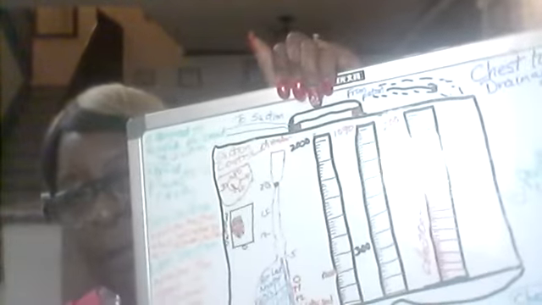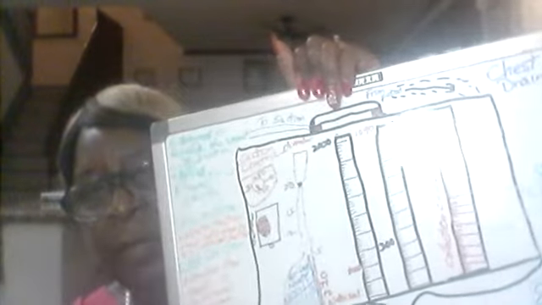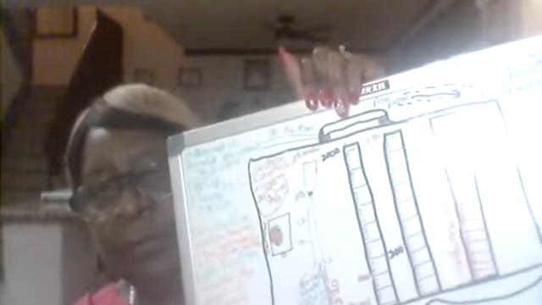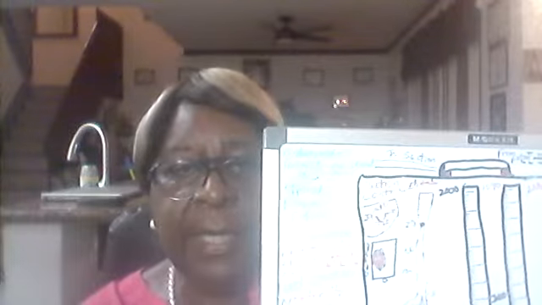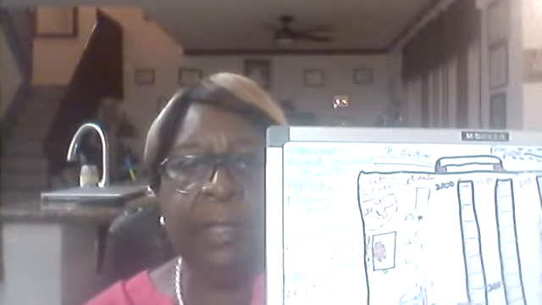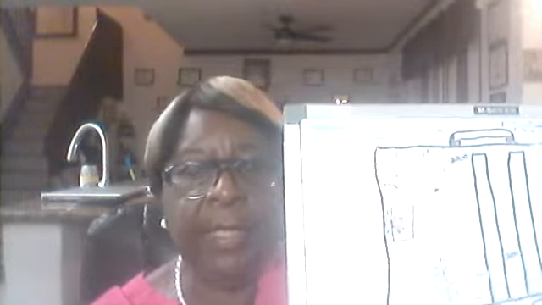This is my chart on the chest tube. On the right side, you have your collection drainage. You are to know what the collection drainage signifies. It's to do what? And you are to know the water seal drainage and your suction control drainage.